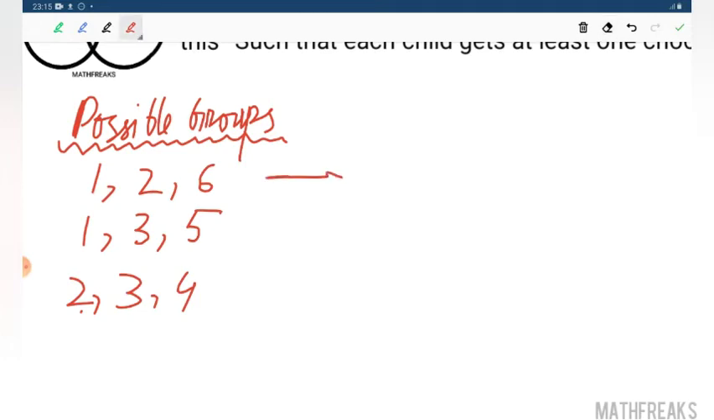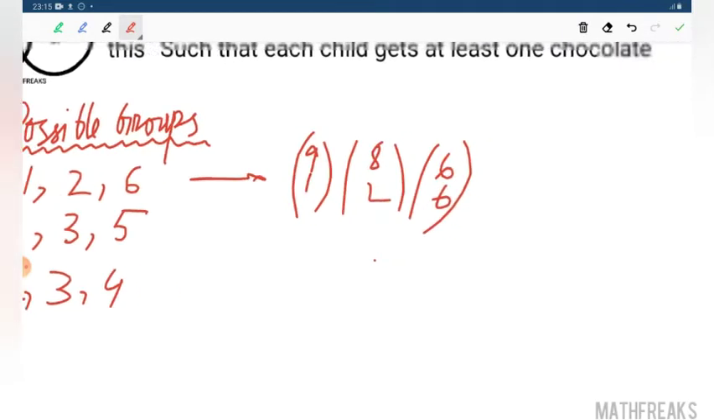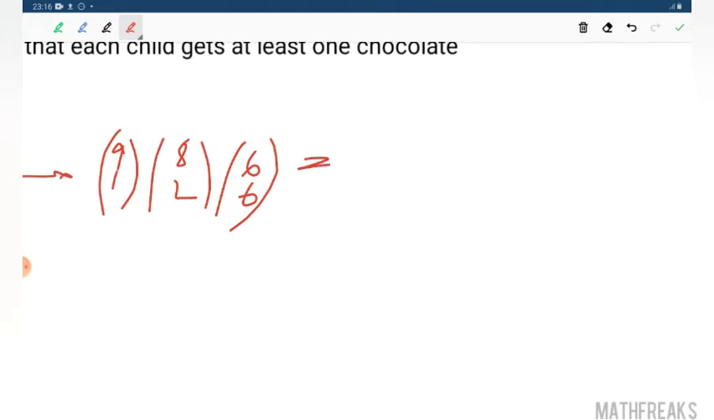So for this case, how many ways can we do this? 9 choose 1, 8 choose 2, 6 choose 6. When multiplied, it equals 9 factorial over 2 factorial 6 factorial.